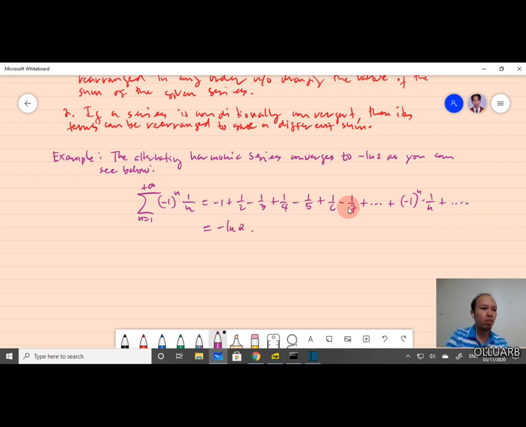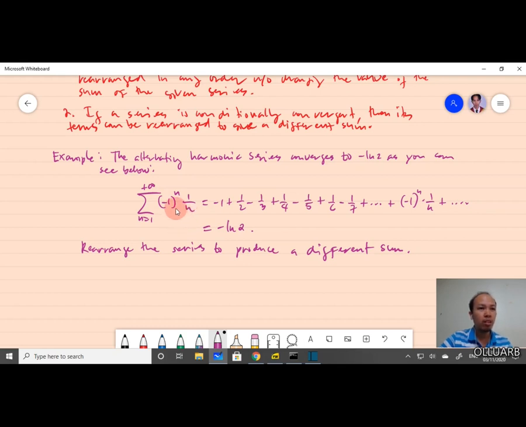Okay, question is: rearrange the series to produce a different sum. Okay, so please do remember that this series is a conditionally convergent series.